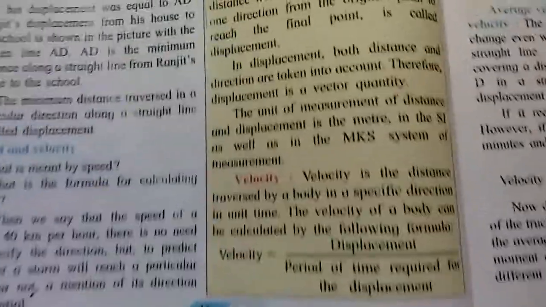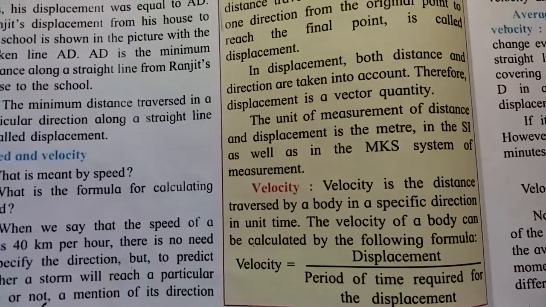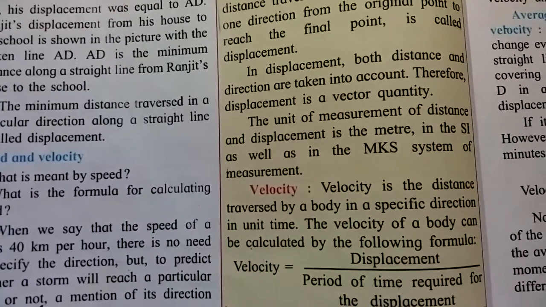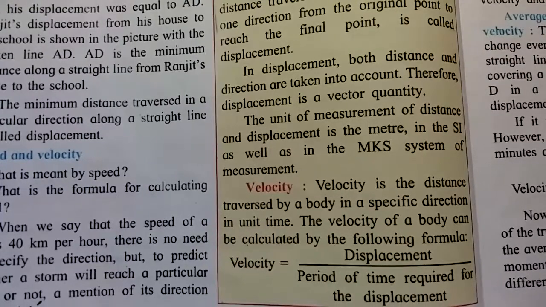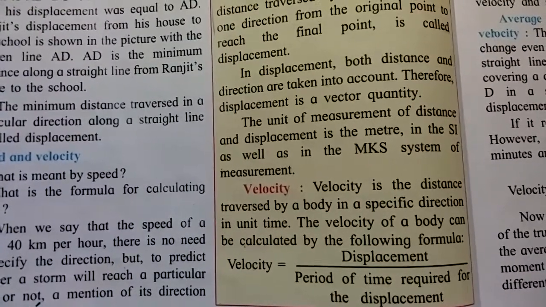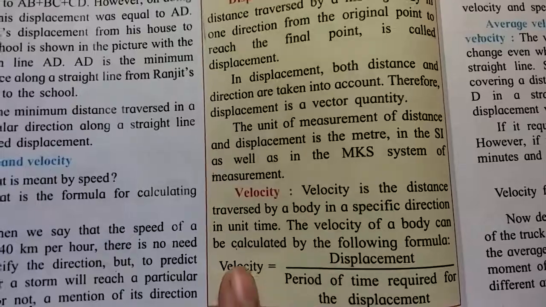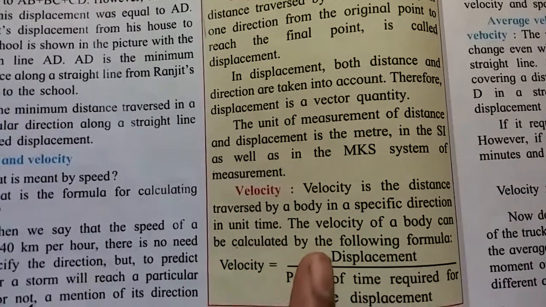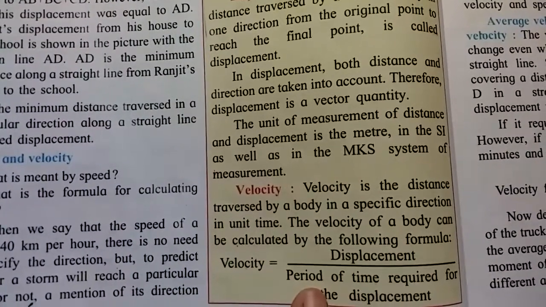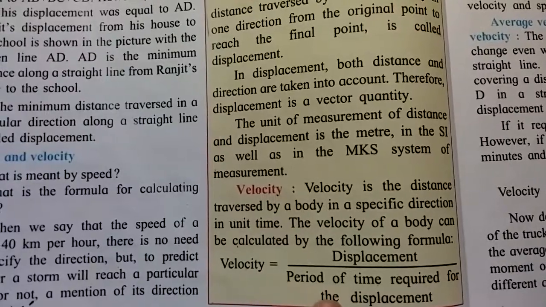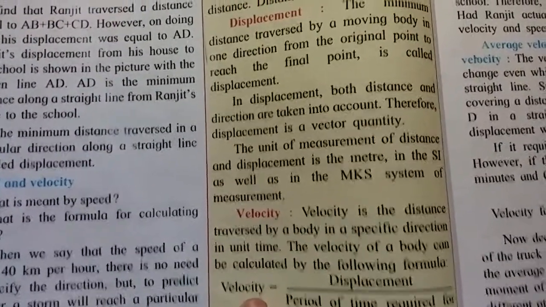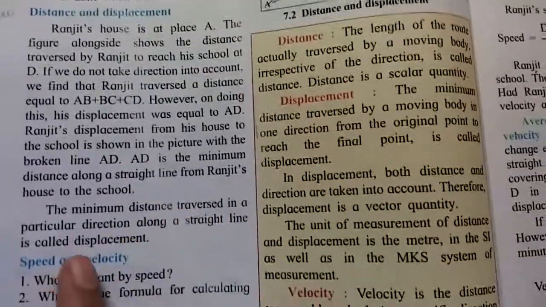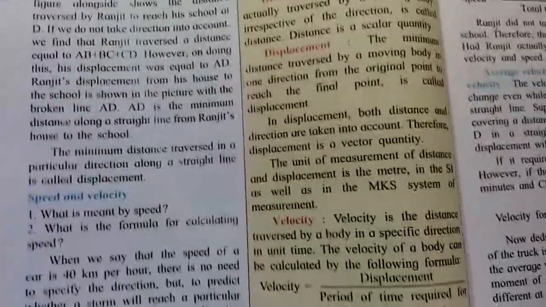Velocity. Velocity is the distance traveled by a body in a specific direction in unit time. The velocity of a body can be calculated by the following formula. This is the formula of velocity. Velocity is equal to displacement divided by the period of time required for the displacement. You have learned about this formula. In the previous video we have already learned about distance and displacement.